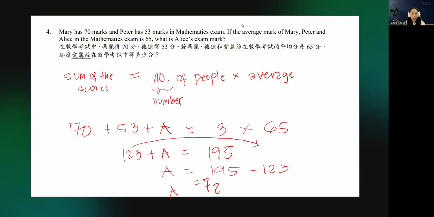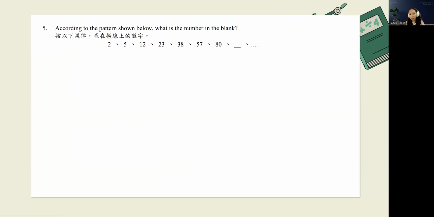No questions for this one. Yes, I see correct answers in the chat box. That's good. All right. I do encourage everyone to please speak in English so we can understand each other. All right. So if you have no questions about the problem, let's proceed to number 5.